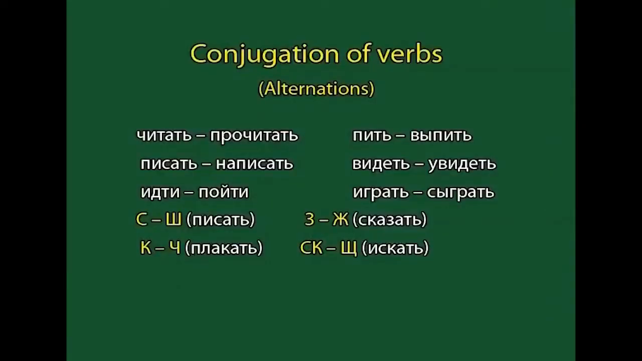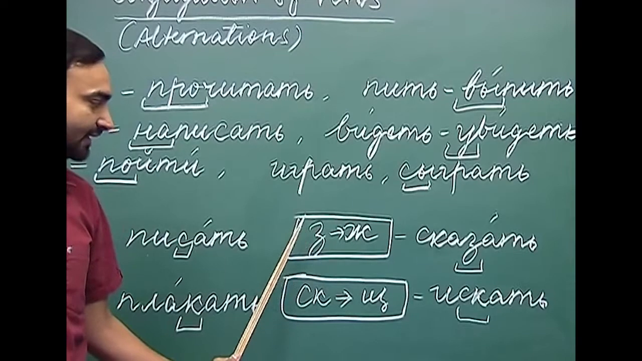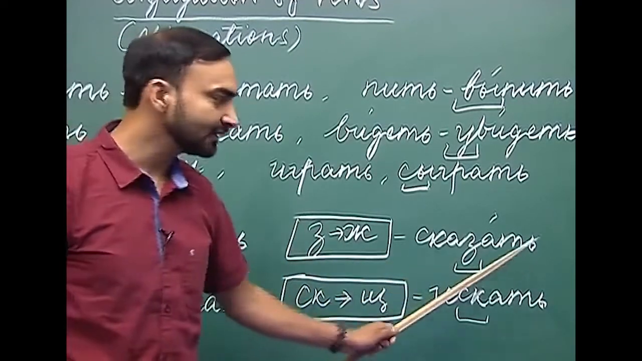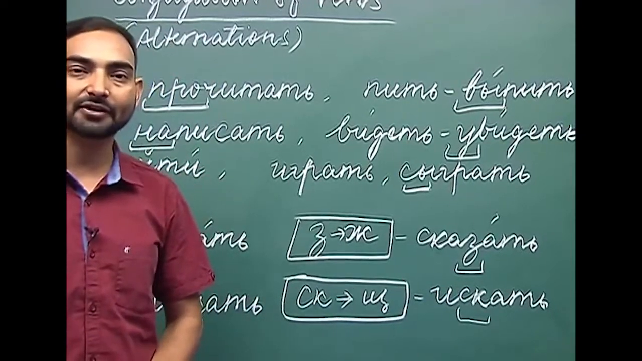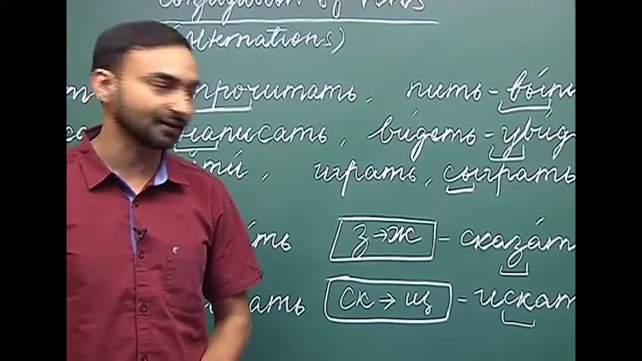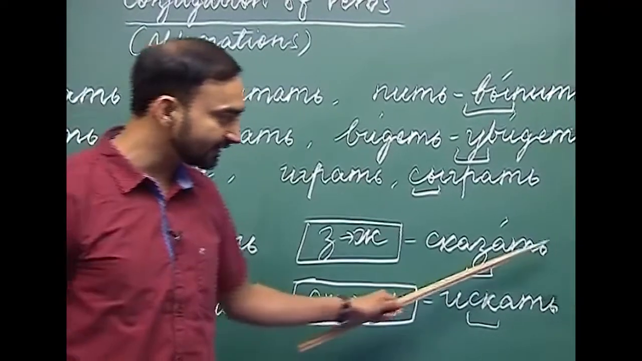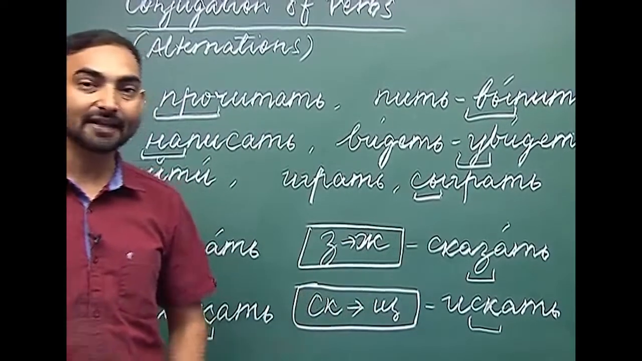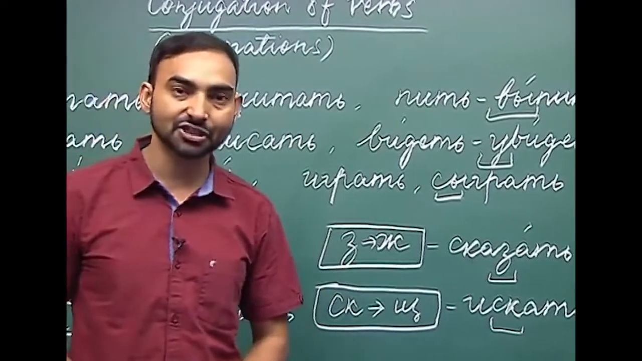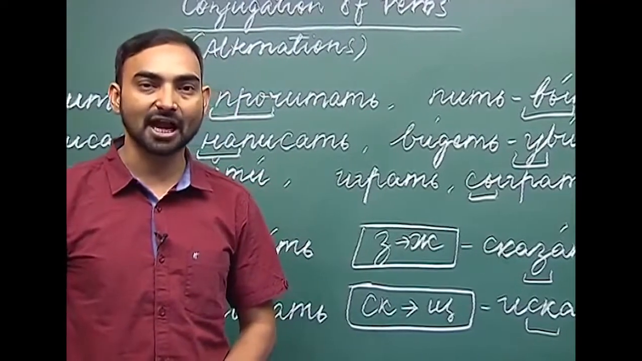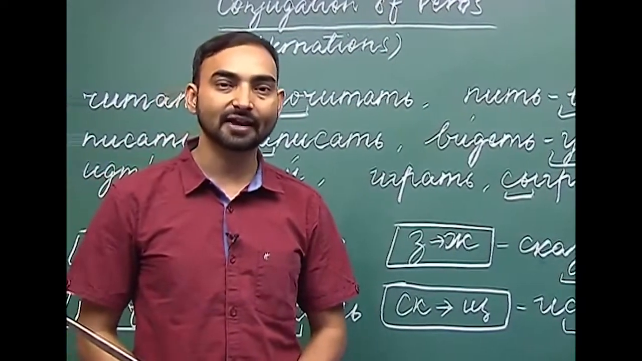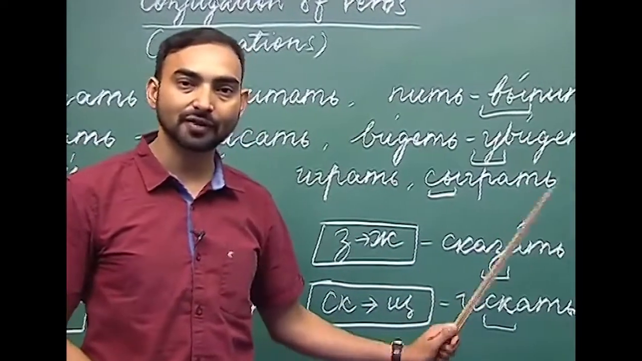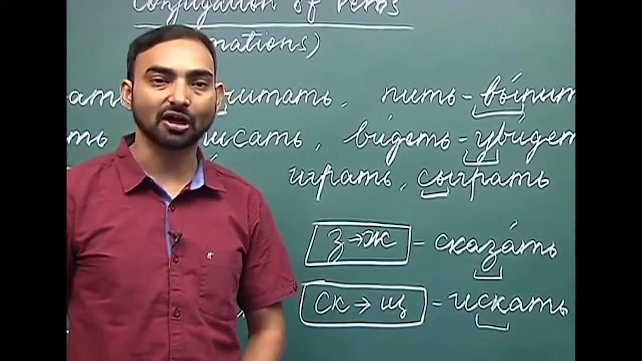The next alternation happens between z and zh. For example, skazat. Skazat is the perfective aspect of gavarit. Gavarit is to speak. So, how do you conjugate skazat? As I have already told you, this z will change into zh. Ya skazhu, ti skazhish, onana skazhit, mi skazhim, vi skazhite, ani skazhut. Here we are not using z in the conjugated forms, we are using zh.